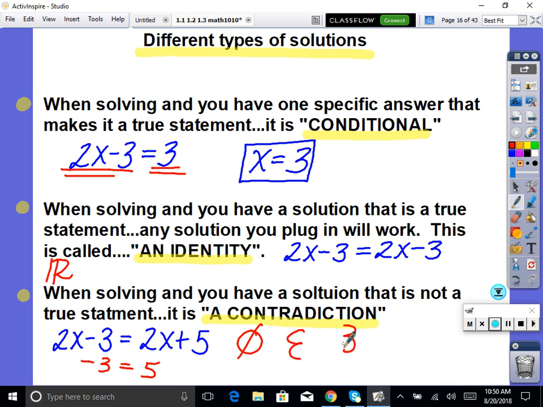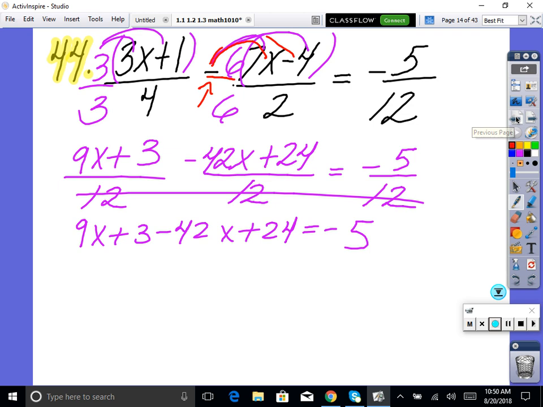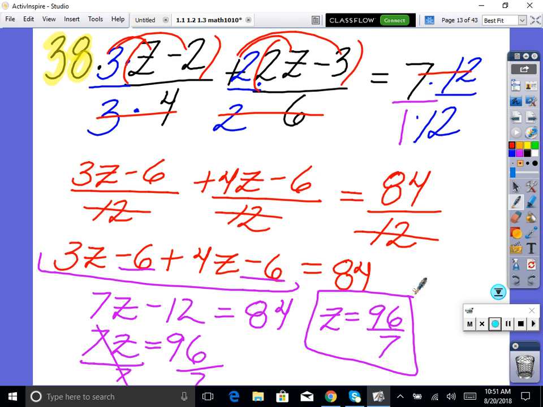Everybody good? Okay, so I'm just going to go back to 2, ask you what type, and then I'm going to let you practice them on 1.1 for just a second. So what type of solution is this one? Conditional. This is a true statement on the condition that z equals 96 over 7. All right, looking back at this one, our answer was this. It's an identity. No matter what we plug in, it works.